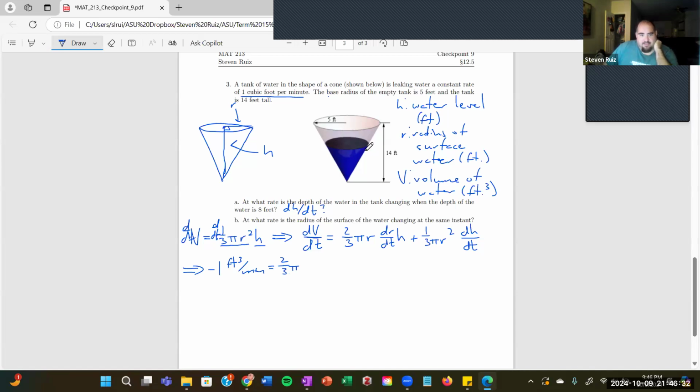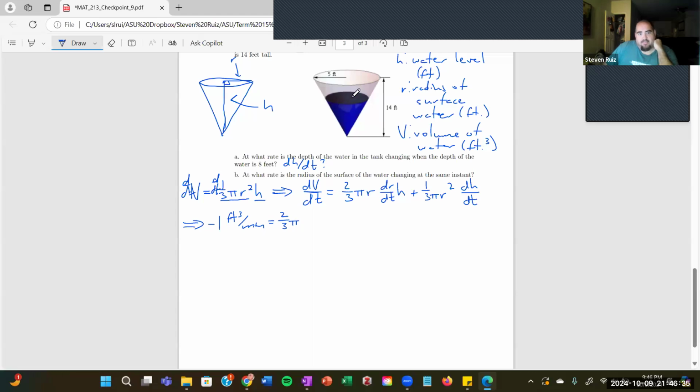But can we find that? This is where we're going to rely on something. The water in this tank, no matter how much water there is, will always form the shape of a cone. Not only that, it'll be a cone similar to the cone that the tank itself is. So we can look at it like a similar triangles problem. What does the empty tank look like? It has a radius of 5 feet and a height of 14 feet.